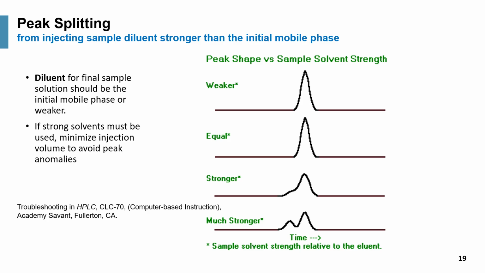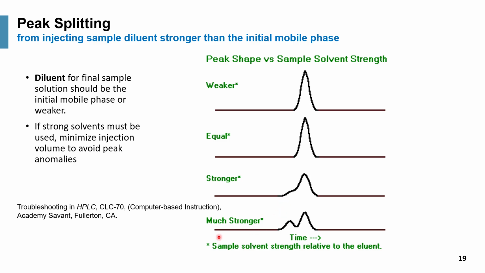Peak spreading is very likely caused by the diluent being too strong, right? I'll show you in this graph here: if you use a weaker diluent, you have good peak shape and good efficiency. If you inject a stronger diluent, depending on the volume you inject, you can have this type of situation or this type of situation.